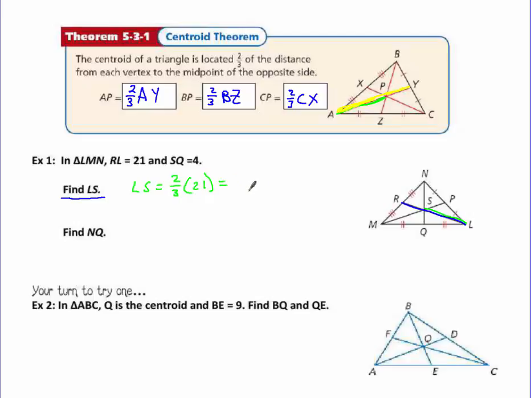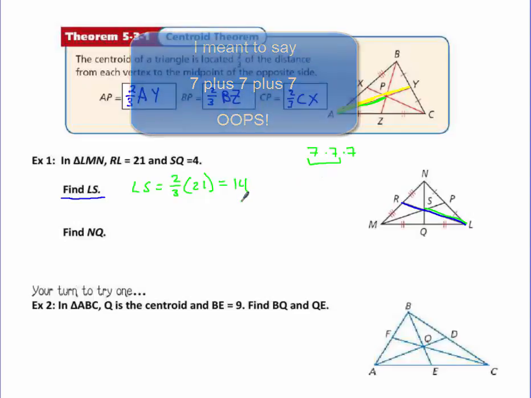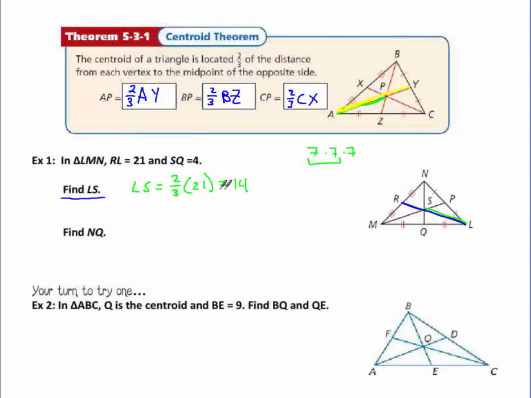And you can put that in your calculator, or you can realize that 21 is 7 plus 7 plus 7. So 2/3 of that is 14. So however that works for you, but you need to be able to figure out what 2/3 of 21 is. So LS, the distance from here to here, is 14. And hopefully that makes sense to you that this last distance would be 7 because 21 is 7, 7, and 7. So that's why this distance is 14 because it's 2/3 of the whole thing.